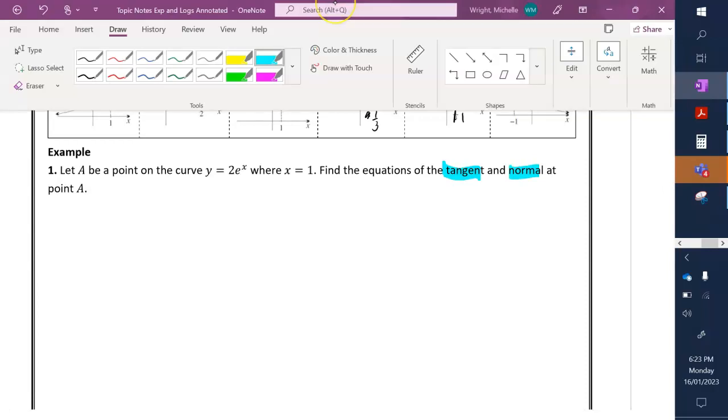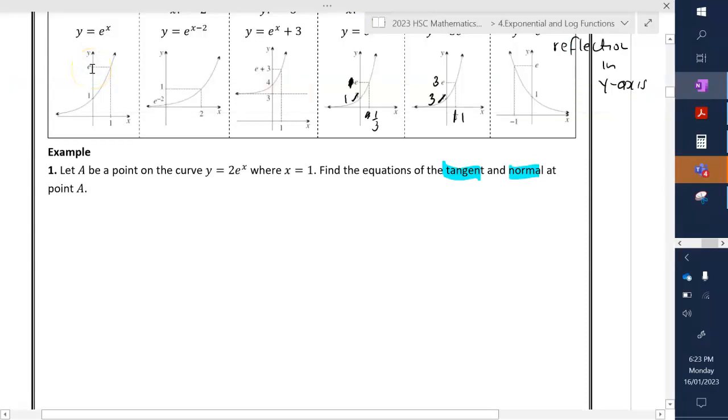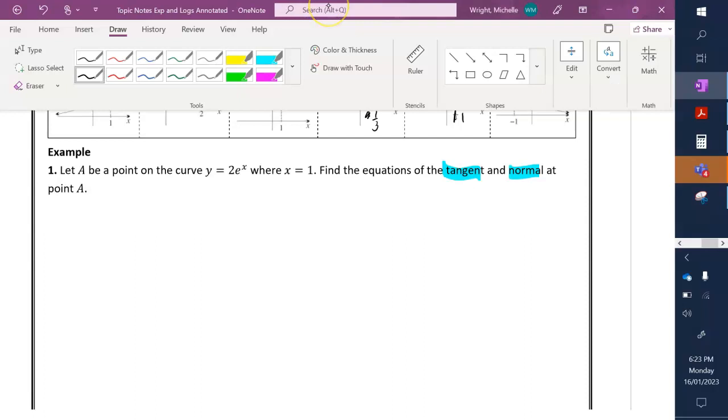So let's just see what we can do with this question here. The example is saying, let A be a point on the curve y equals 2 times e to the x, where x is 1. We want to find the equations of the tangent and the normal at point A. So we need to think about what that actually means. When we were finding tangents and normals, as soon as you think of tangent, and looking at equations, we need to think of the gradient.